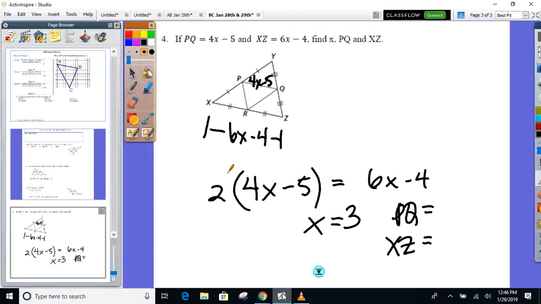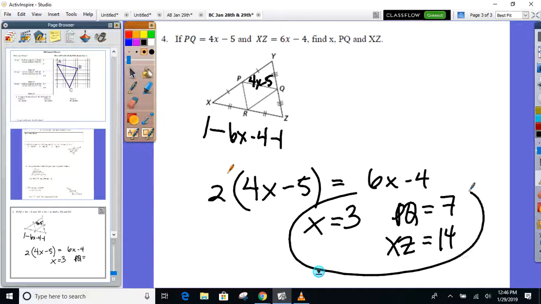What do we end up with for PQ? 7. And for XZ? 14. Okay, and that makes sense. One is double the other, one is half of the other. Anything you want to ask there?